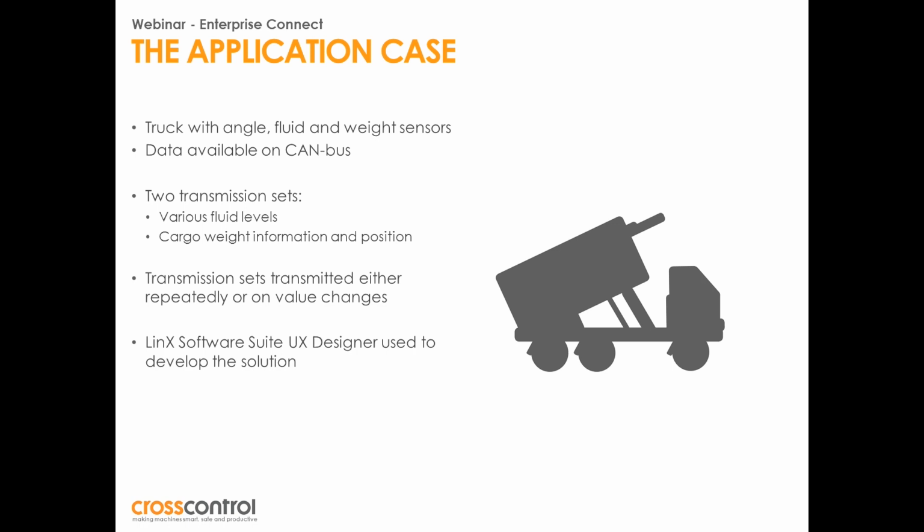So we are going to have a truck, and there are some sensors attached to it for angle, the various fluids, the weight in the cargo. All this data is available on the CAN bus. And well, of course, we want to get access to that, and we're going to use field bus access for that in the end. And Ken earlier briefly mentioned that there are transmission sets within the Enterprise Connect. We're going to have 2 of them, and one is going to include some various fluid level information. The second one is going to include the cargo weight and also the position of the truck.